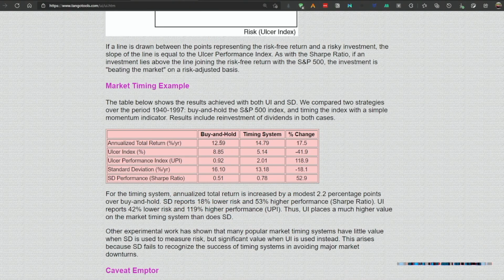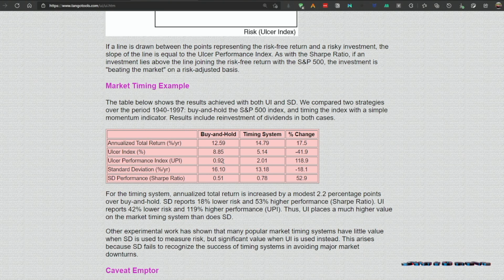And here we can see that the buy and hold has a 12.9% annualized return. Of course, this depends on when you measure it. And the trading system, the momentum system, is 14.79. So it's higher, making higher returns. But the Ulcer Index here is 8.85 and here is 5.14. What that says is that in this system we have fewer and shallower drawdowns than this system.